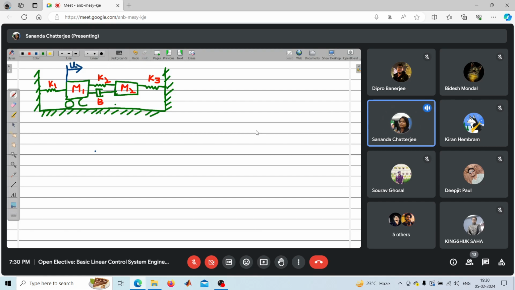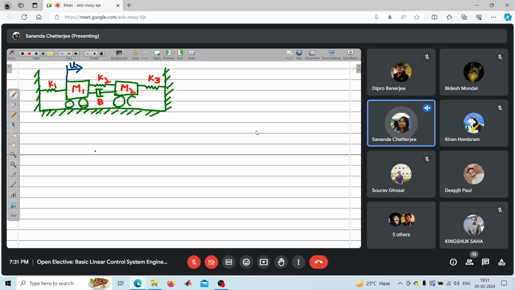Okay, so if we provide an excitation u in this mass 1, how to see the effect of that excitation? Can anybody suggest? We want to see the effect of that excitation on this structure. So what should we record? What should be our measurement? The displacement of the mass m2.